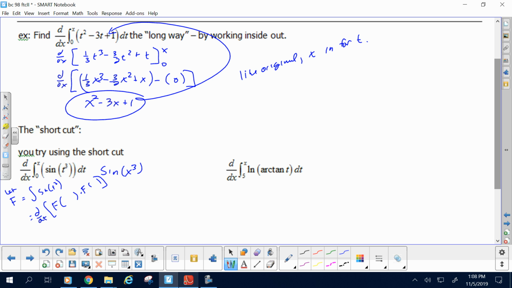Let's go here. The log of the arctangent of t from 5 to x, what do we get? Arctangent of x. So you're saying that it doesn't matter whether it's 0 or 5? Why doesn't it matter? In terms of the long way, even if it was 5 and I had some expression with a 5 in it, what is the derivative of that thing with 5? It's the derivative of a constant, so it's still 0.